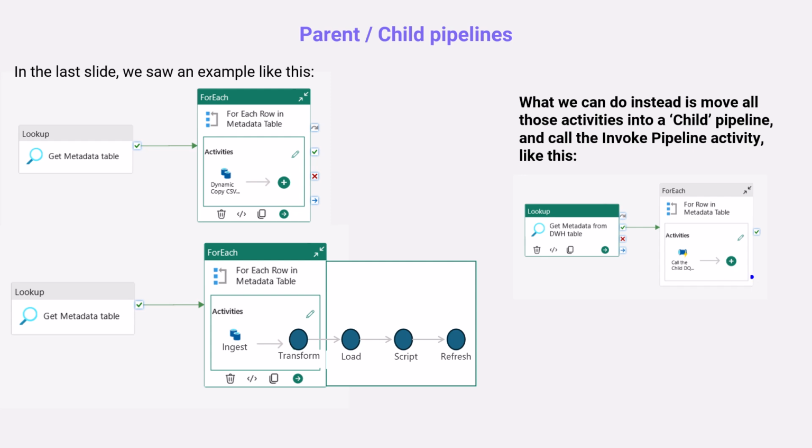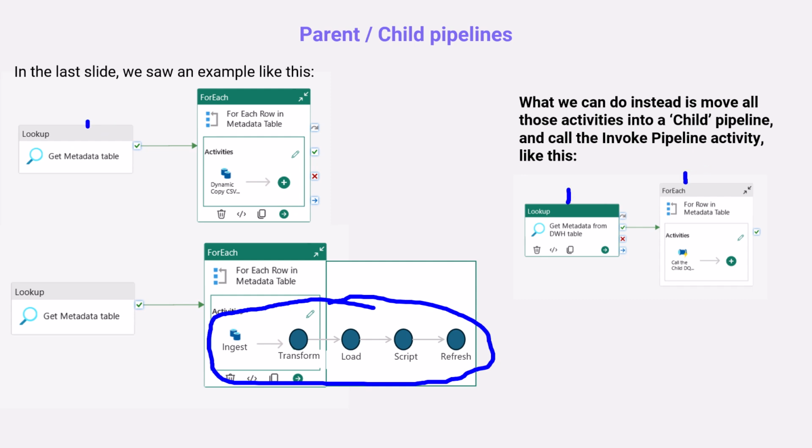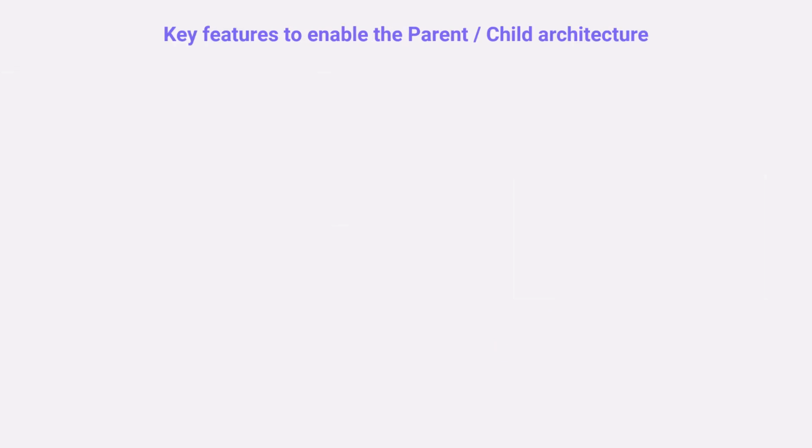Now it's very, very similar, but all we're doing is substituting this logic here, and we're going to bring that into its own pipeline, right? So we'll create a second pipeline. Now this is normally called parent and child architecture. So in this example, this would be the parent, and this, we've wrapped all of that logic and we're building it into a separate pipeline. Now this has a lot of benefits, but it also requires us to construct our pipelines in a slightly different way. So let's look at some of the key features that can enable this kind of architecture.